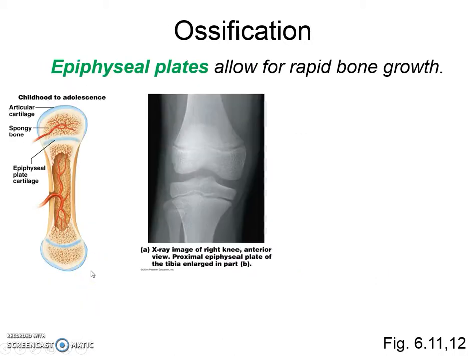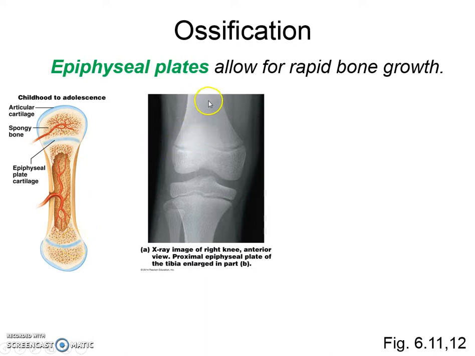All right, next we're going to talk about this concept called the epiphyseal plate. The epiphyseal plate is important because it allows for rapid bone growth. For instance, in children that are growing really quickly, they're growing taller because their bones are growing longer. Right here, you can see the epiphyseal plate in the cartoon version. And here's another epiphyseal plate.